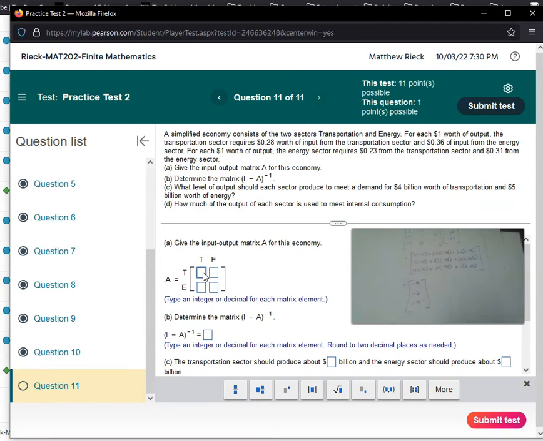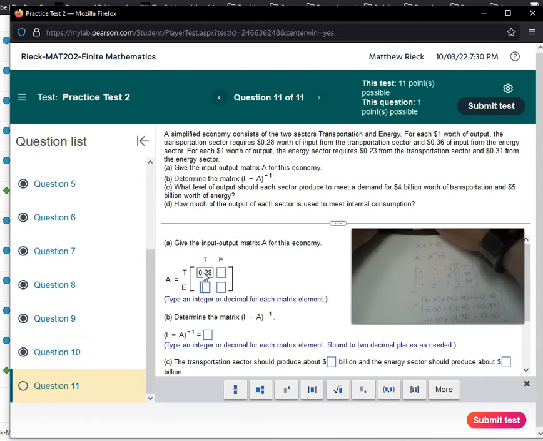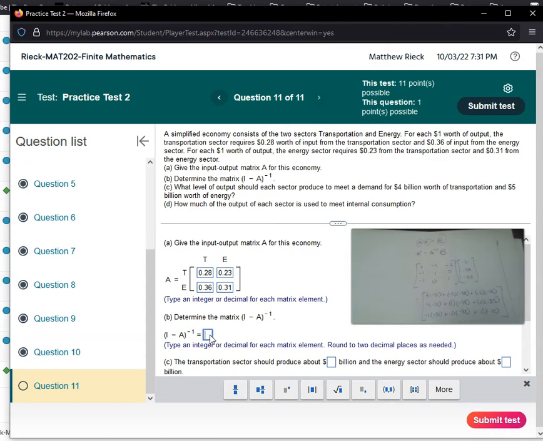So again, we have our to produce, and then from is the rows. For each dollar worth of production within the transportation sector, I require 28 cents from the transportation and 36 cents from the energy. And for the energy sector, for each dollar worth of output, I require 23 cents from the transportation sector and 31 cents from the energy sector. So that is my matrix A.